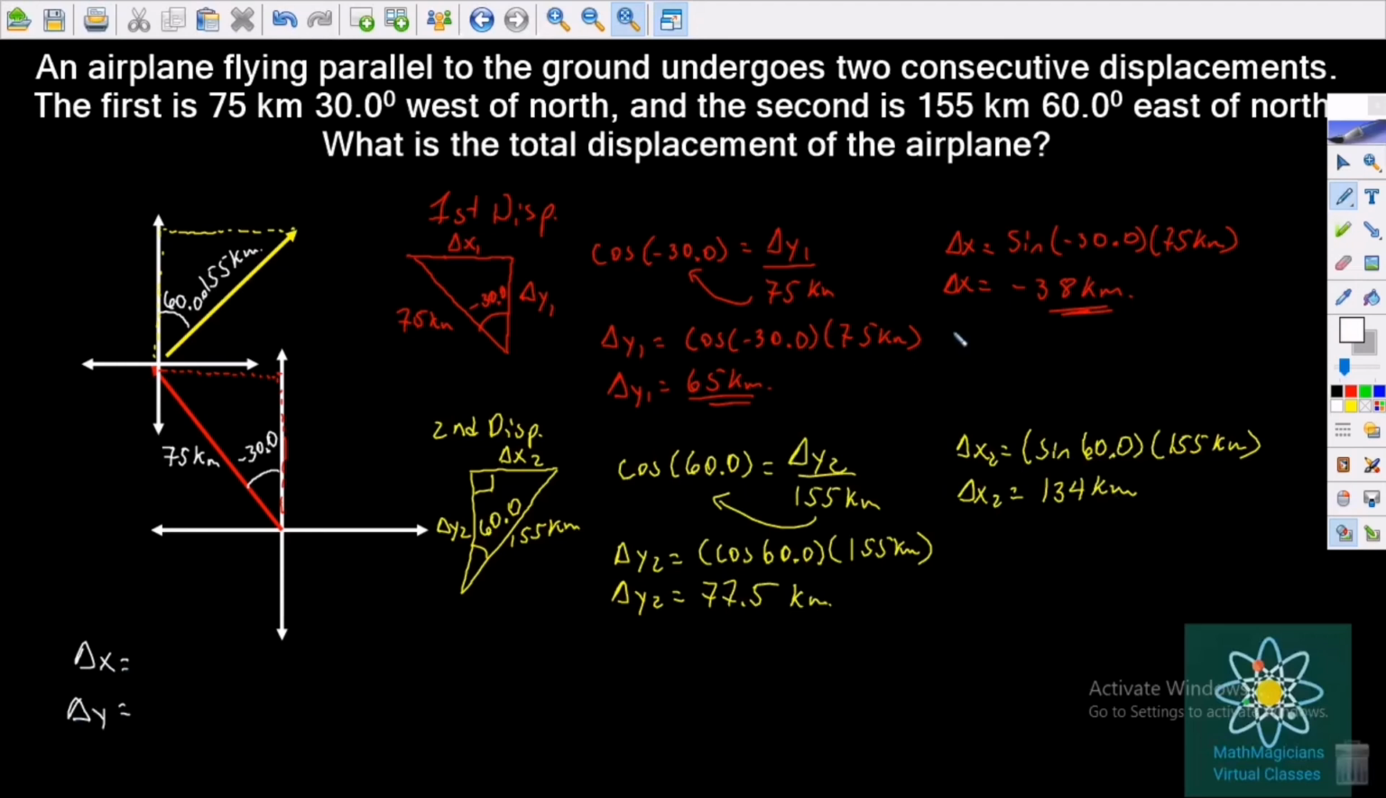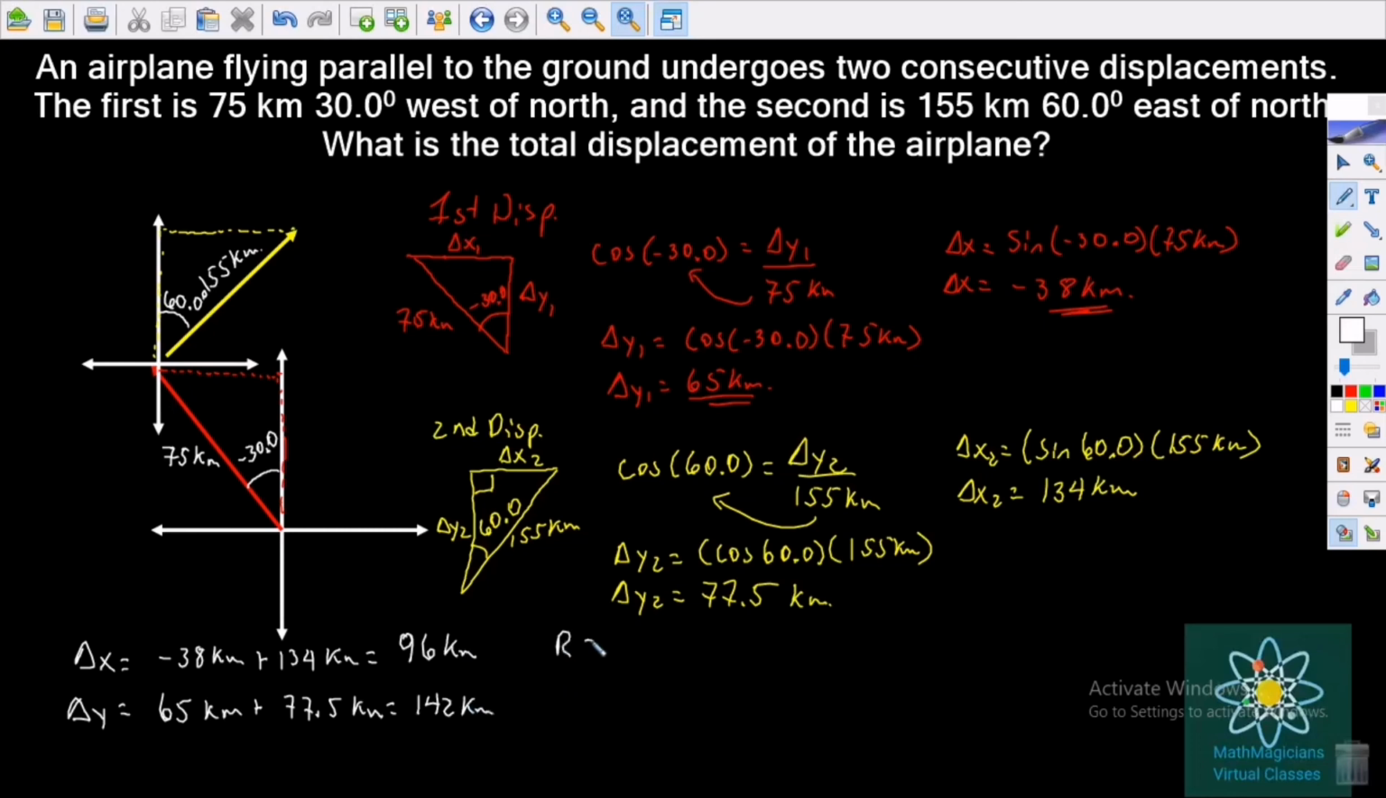Next step is find the totals, delta x and delta y. Delta x would be negative 38 kilometers plus 134 kilometers. And delta y would be 65 kilometers plus 77.5 kilometers. Okay, so we plug this in our calculators. Delta x would be 96 kilometers, and delta y would be 142 kilometers.